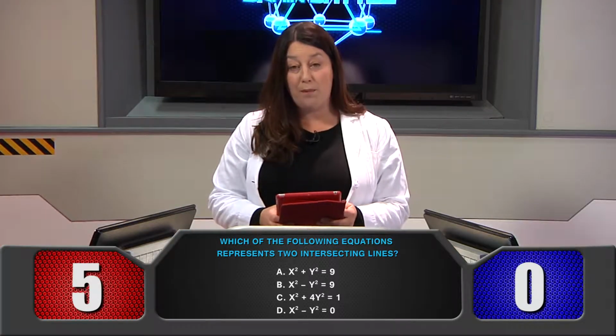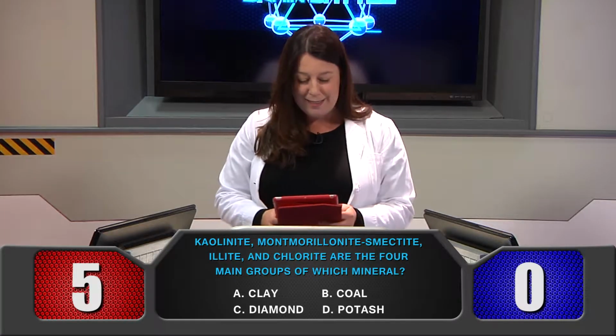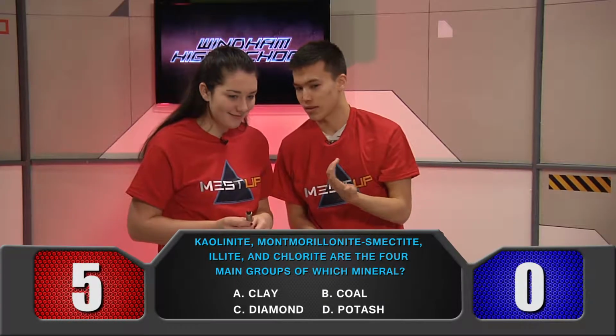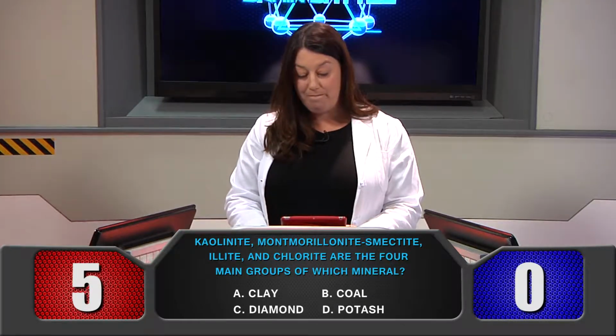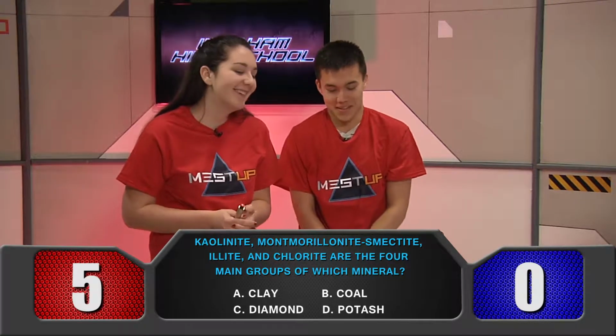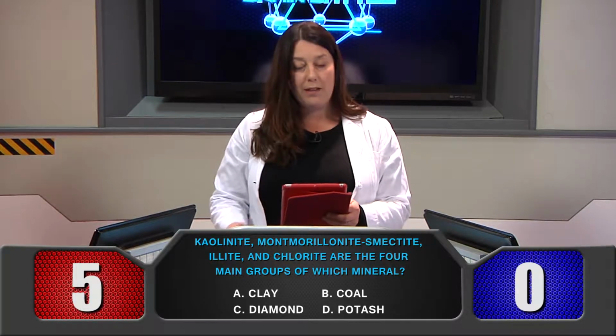Question 2. Oh, joke's on me for this one. Kaolinite, montmorillonite, smectite, illite, and chlorite, it's a good thing you have it in front of you, are the four main groups of which mineral? My husband's the geologist, I study the air. And red team. Is it C, diamond? It is not. Blue team. B. Coal. Incorrect. The correct answer is A, clay.